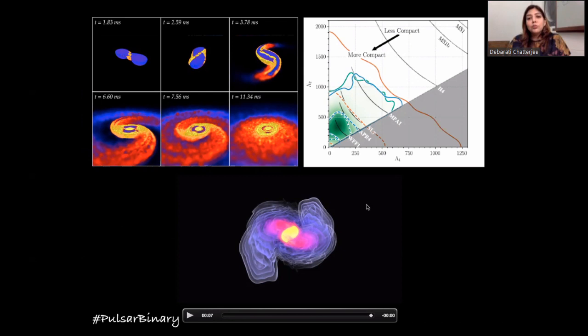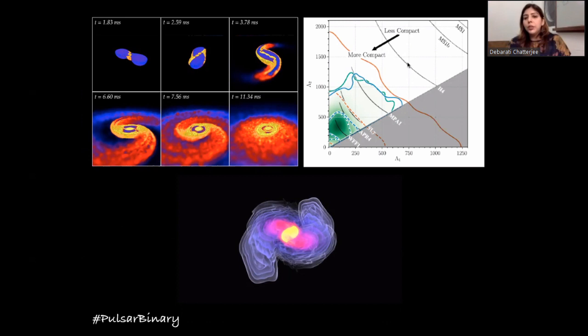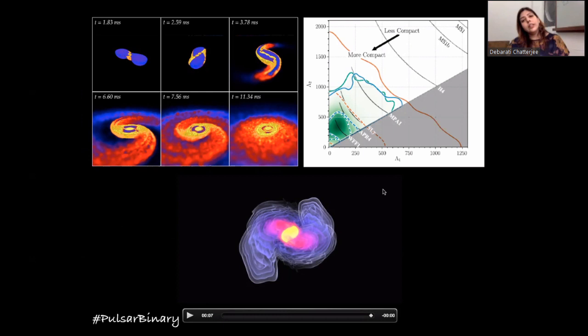So you can see a picture that was produced by the LIGO-Virgo collaboration following this fantastic discovery. And you can see that the different models have been differentiated depending on whether they are less compact or more compact. And this compactness, again, depends on its mass and radius, and therefore indirectly on the interior composition of neutron stars.